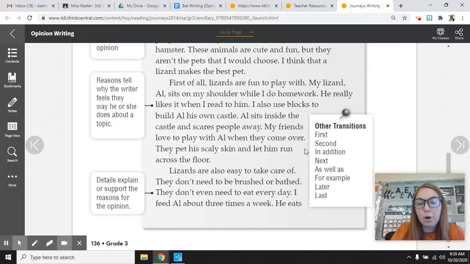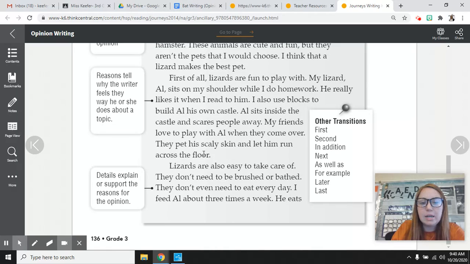So these are part of the reasons that the writer is telling you how they feel about this topic. So why they think the lizard makes the best pet. They include all these details. So they're fun to play with. And instead of just saying that, they go into detail. So they like to read with him. They build his own castle. He sits there and scares people away. Her friends love to come and play with him. So it includes all these details about why they are fun to play with. They don't just say they're fun to play with.